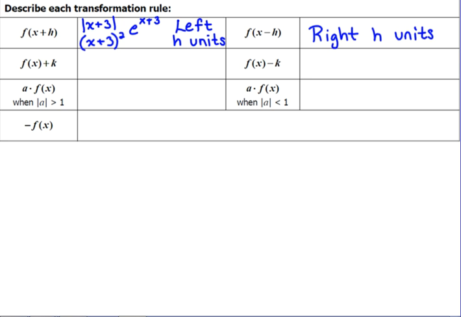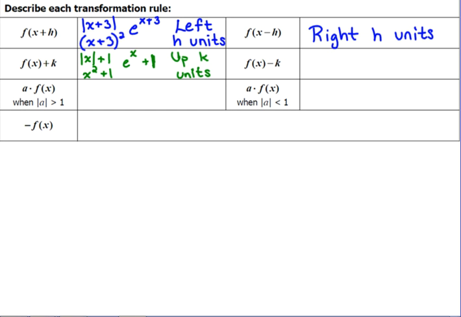Now, slight difference, f of x plus k, the plus k comes after the function. To compare it, we would be talking about the absolute value of x plus 1, or x squared plus 1, or e to the x, and the plus 1 comes after the exponential expression. What does that do? It moves it up, it moves it up k units.